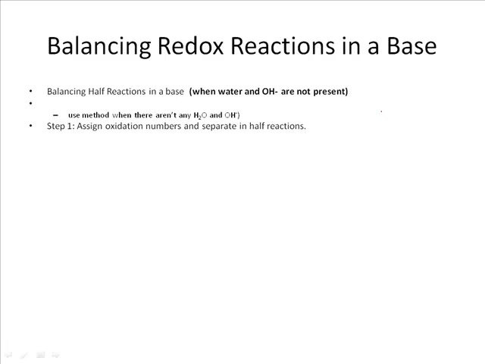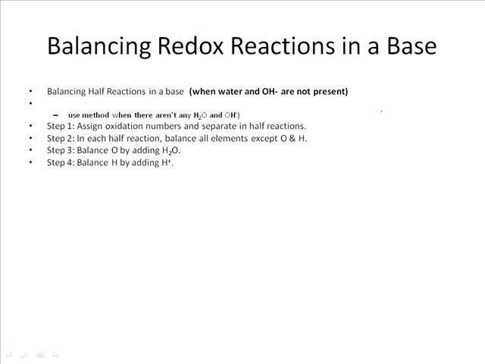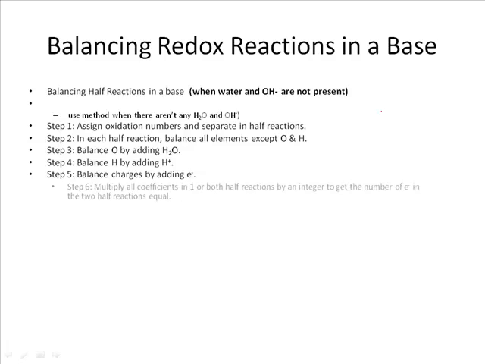Step 1, again, you assign oxidation numbers, you separate half reactions. In each half reaction, balance all elements except oxygen and hydrogen. Balance out oxygen by adding waters. Balance hydrogens by adding H pluses. Balance the charge by adding electrons.